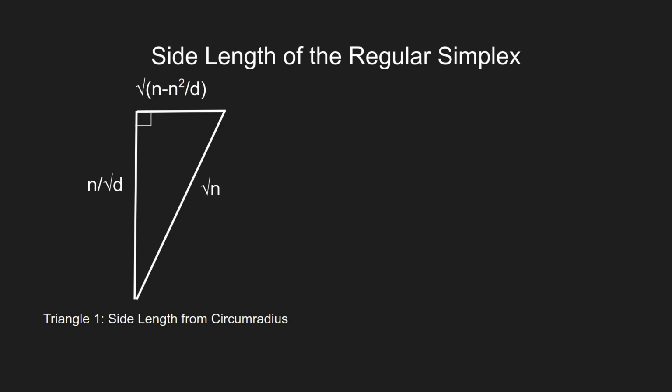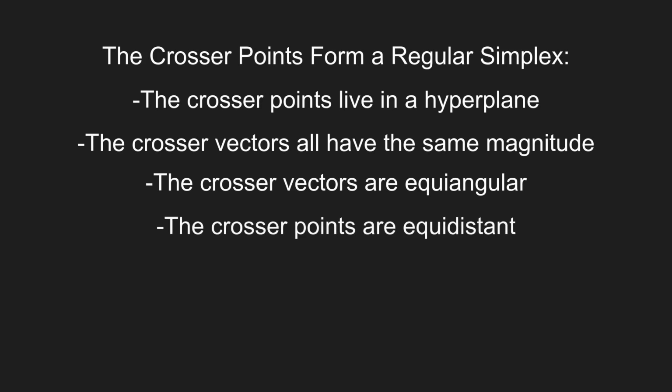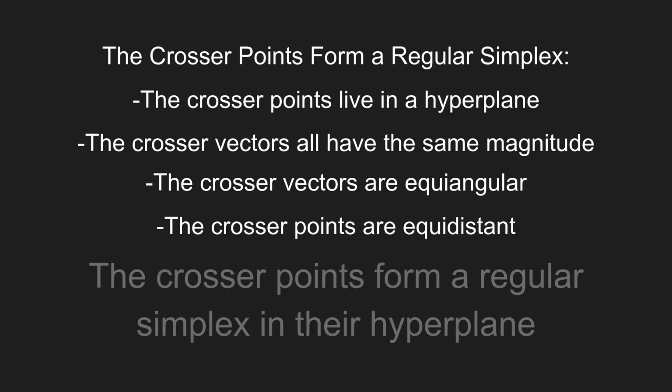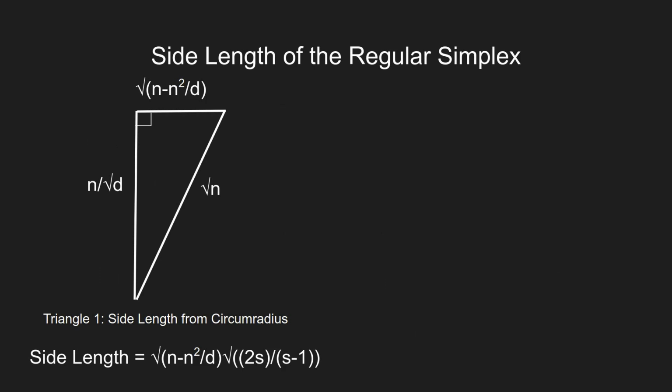Because this approach has not relied on us choosing a specific crosser vector, we know that all of the crosser points are this distance away from the point n over d, 1, 1, 1, 1, and so on. We also know that since the angle between the two crosser vectors is the same, the distances between the crosser points must also be the same, as all of the crosser vectors have the same magnitude. This means that the crosser points form a regular simplex, which is a generalized version of an equilateral triangle or a regular tetrahedron. Having calculated the distance from the center of the simplex, which is pointed to by the vector orthogonal to the hyperplane in which the crosser points live, we have actually calculated the circumradius of the regular simplex.